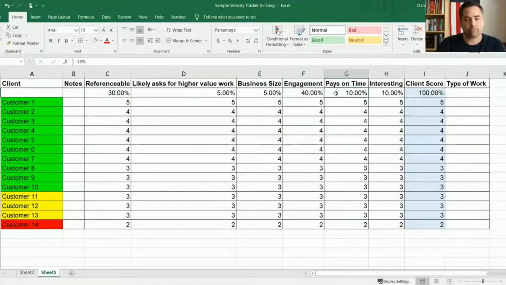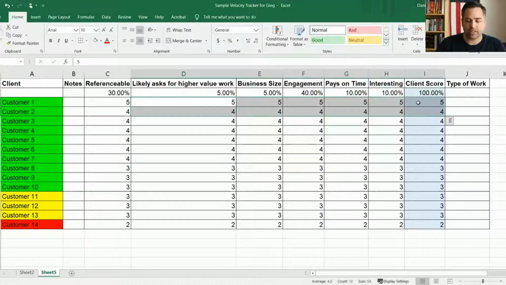Pays on time, 10% of the equation, et cetera. And all of it equals 100%, as it should. Now, on a scale of 1 to 5, you're going to ask the client to grade every single one of their customers on this list. And so here we have 1 through 5 graded out, and it's going to equal a total.